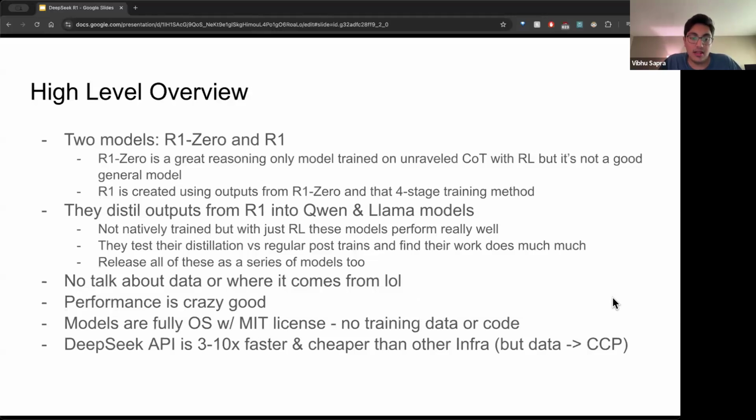Something interesting to note is as much as people are raving about how good this thing is, DeepSeek themselves are also serving it very cheaply and very fast. So 3x faster, well, 3 to 10x faster and also cheaper than other infra providers. But if you use the DeepSeek API, they clearly state that the data goes to China servers. So use at your own risk, but very, very cheap model, very, very good model. Their API is a lot faster and cheaper. Part of that is because they know everything about how to optimize this thing. They built it and it just came out. The other providers that are hosting it, well, they just have the model and they're trying to run it.